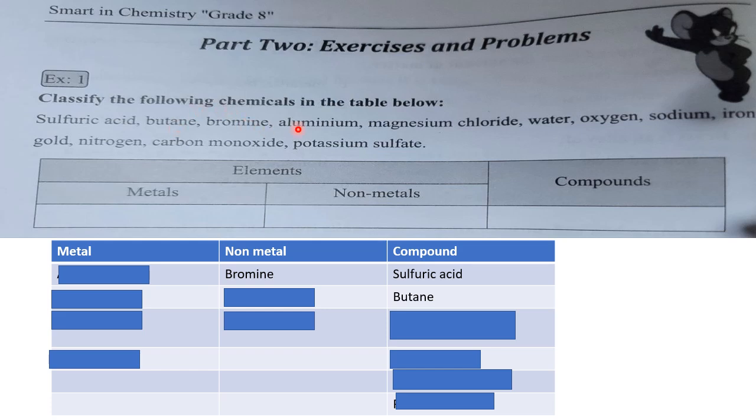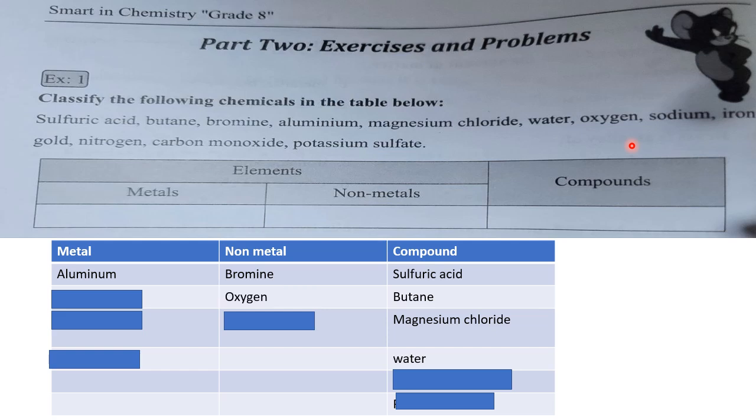Aluminium, it's an element, it's metal. It is found to the left side of the scale or the red line, so it is metal. Magnesium chloride, it's made up of magnesium and chlorine, so it's a compound. Water, it's H2O, right? So it's made up of hydrogen and oxygen. It's a compound. Oxygen.